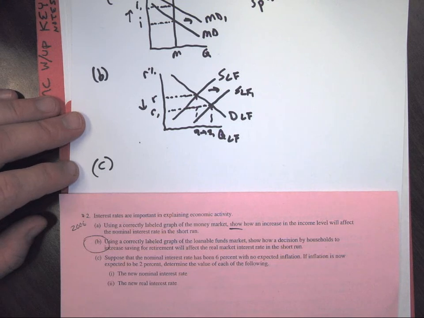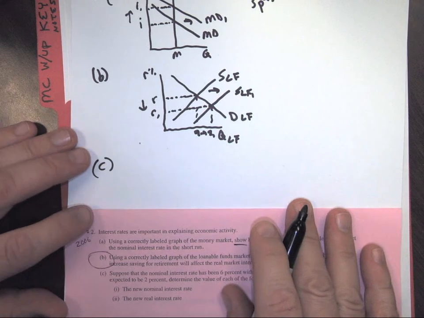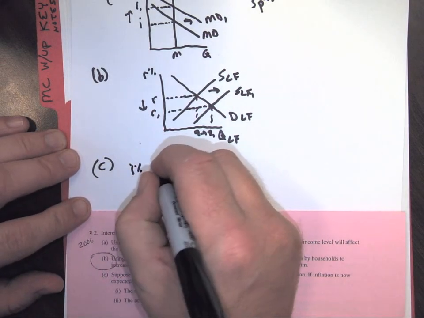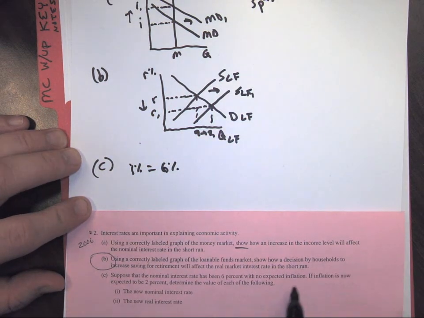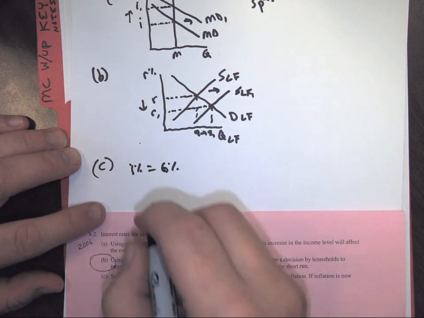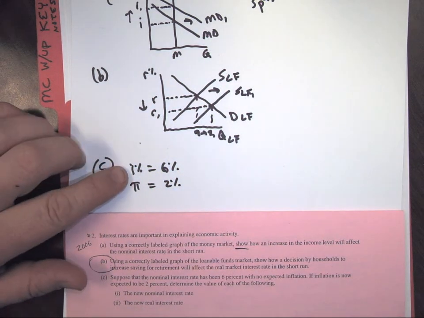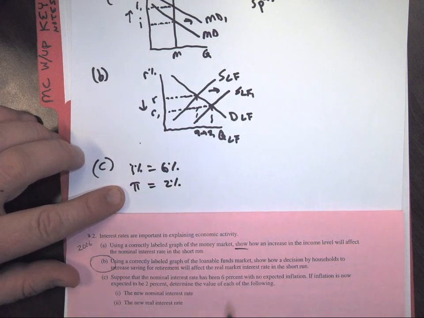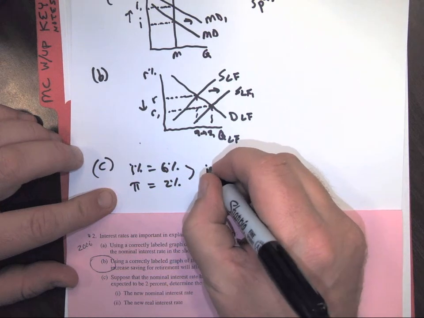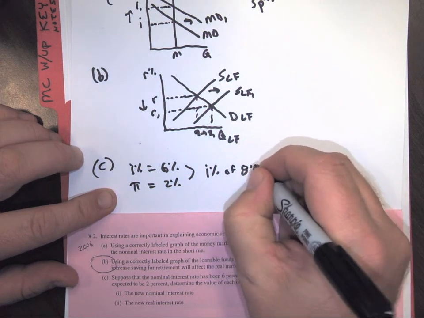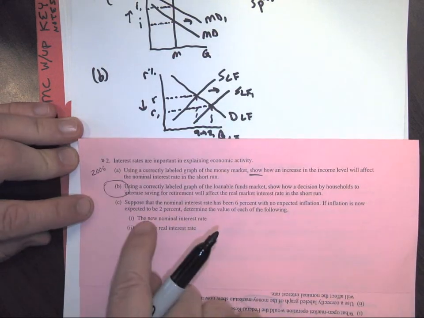Okay, so what we have it set up now is we have a nominal interest rate of 6%. Sorry about my writing, I am using a Sharpie. The inflation rate is now expected to be 2%. So if we have our nominal plus our inflation, I add these together, and that's going to give me a nominal interest rate of 8%. So that will solve part I of our question, the new nominal interest rate.